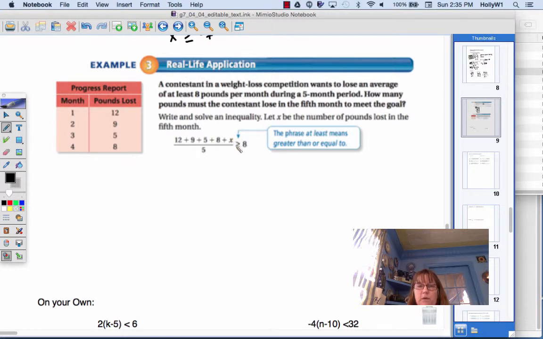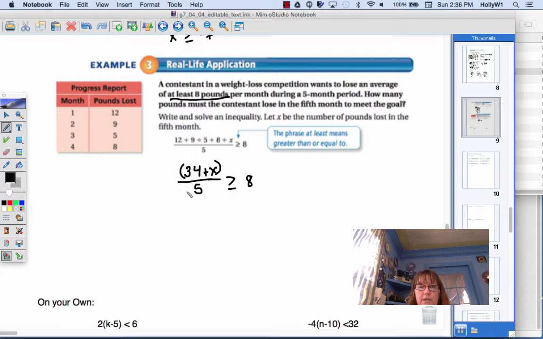And it has to be greater than or equal to 8, because the contestant wants to lose an average of at least 8 pounds. So at least is greater than or equal to. So when we add up, we're going to have to simplify this. When we add these up, we get 34 plus x, divided by 5, is greater than or equal to 8. We can't subtract the 34 because this 5 is dividing everybody here.